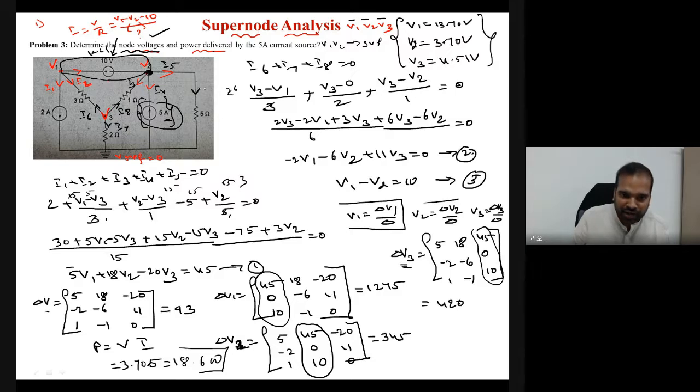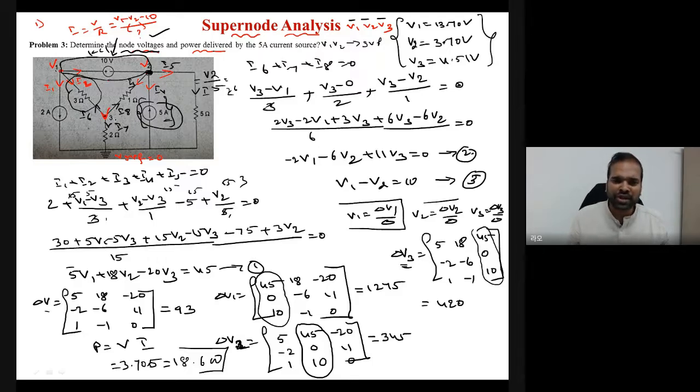Suppose you want to find the current flowing through this 5 ohm resistor. So what current is flowing? I5. You can write the current flowing through the 5 ohm resistor as V2 by 5. You already know the node voltage V2, so if you calculate this, you will get the current flowing through this 5 ohm resistor. If you want to find the current flowing through the 3 ohm resistor, you write V1 minus V2 by 3 ohm. It's very easy. Once you know the node voltages, you can find any other unknown parameter in the circuit.